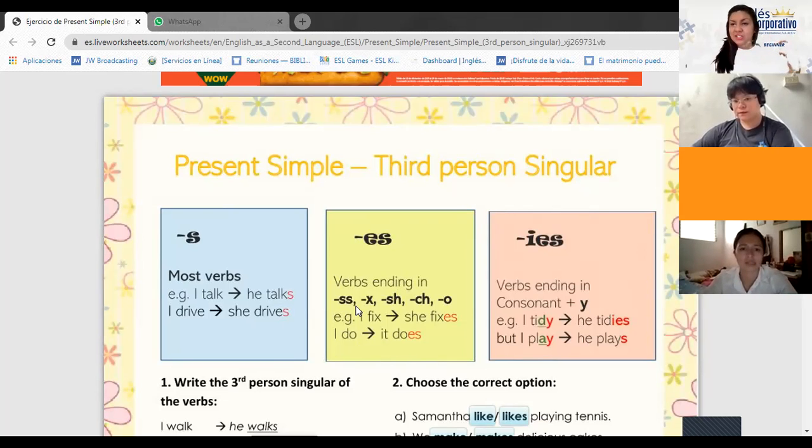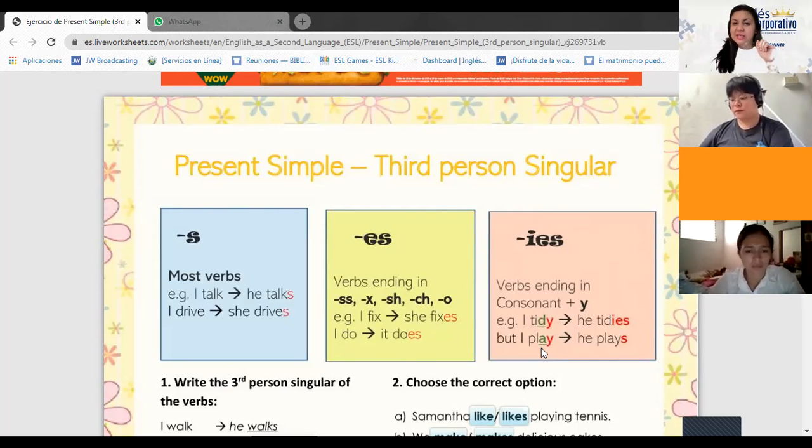Or SH, for example, your sister brushes her teeth very often, brushes, and others. Okay, for verbs ending in a consonant plus the Y, we change the Y for IES. Example, I tidy, he tidies.